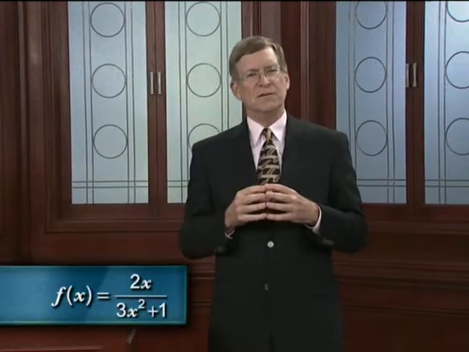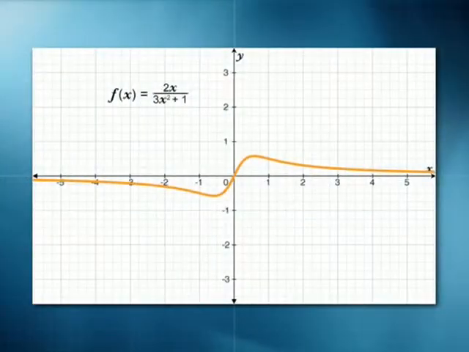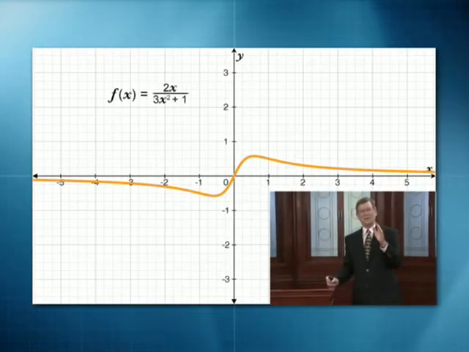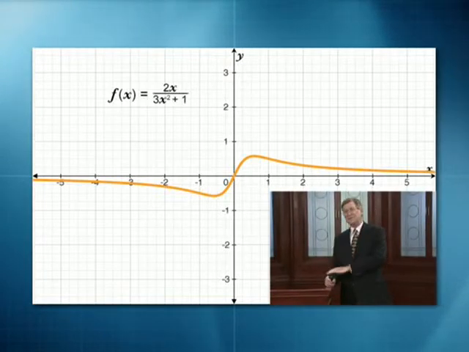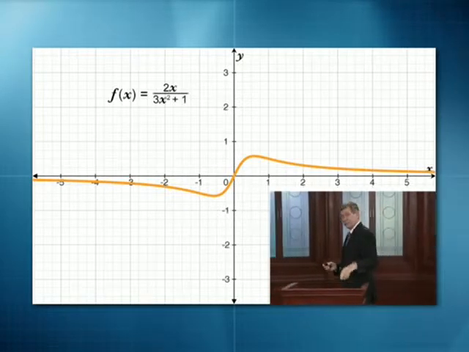Good. Let's look at a slightly more difficult example. Let's find the vertical and horizontal asymptotes of the rational function 2x divided by 3x squared plus 1. Here's a picture of that function. And it doesn't look like it has a vertical asymptote, but it does seem to have a horizontal asymptote, the x-axis. Well, it doesn't have a vertical asymptote because the denominator is never 0. The domain of this function is all real numbers, so we don't have to worry about division by 0.